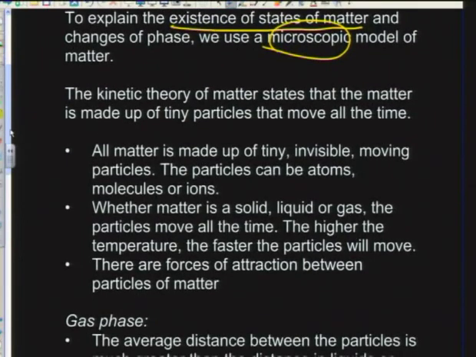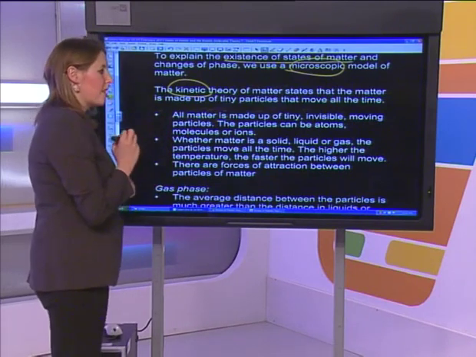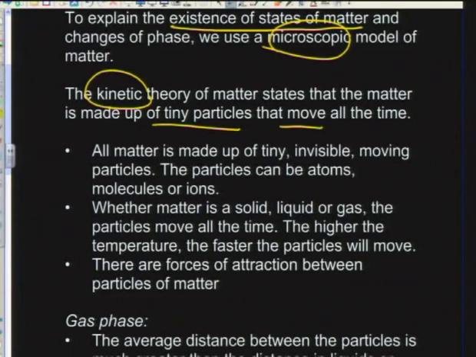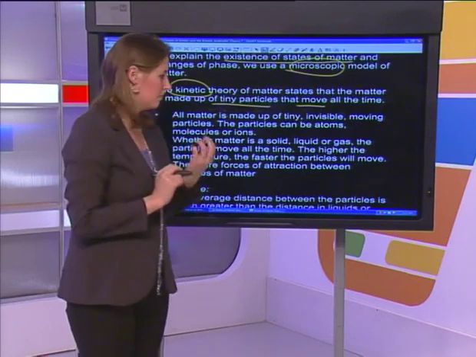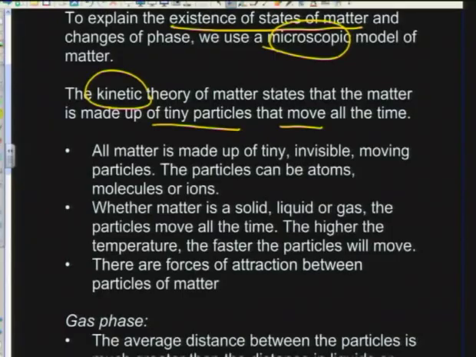Kinetic. If you think of kinetic energy, you're thinking of the energy the object has because of its movement. If you're thinking of kinetic theory, what we are looking at is the movement. So it's the kinetic theory of matter, and it states that matter is made up of tiny particles that move all the time. All matter is made up of tiny, invisible particles that are moving. These particles could be atoms, so neutral individual atoms, molecules, as in groups of atoms making up molecules, or ions. And remember, with ions you're looking at a particle with a charge, either positive or negative.